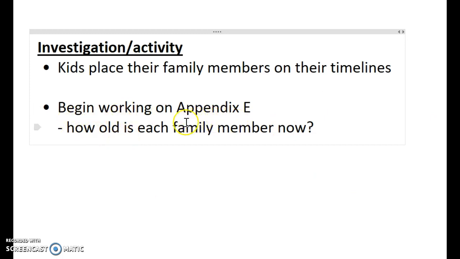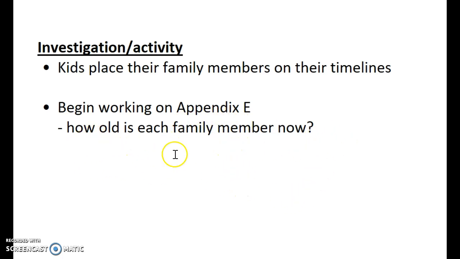Then you pass out Appendix E, which basically just says how old is each family member now, and it's a blank sheet of paper. So they'll have to do the writing in the year they were born, and ideally drawing in the timeline, finding the difference between the year someone was born and the current year, which is 2018. And they start working through this today and get as far as they possibly can. It's possible this goes into the next day, also totally fine.